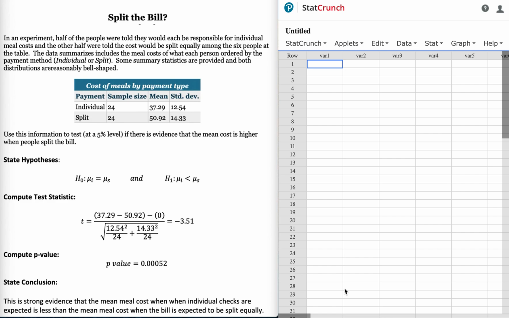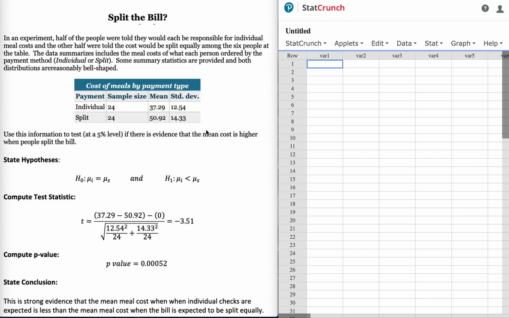Sample t-test. So in this experiment, half the people were told that they each would be responsible for the individual meal cost, and the other half were told that the cost would be split equally among the 6 people at the table. And so in the table, we have a summary of 2 different samples. We took a sample of 24 individuals who thought at the end of the meal that they would be paying for the individual cost of their meal, and we took another 24 that believed that the ticket would be split equally among the 6 people at the table.